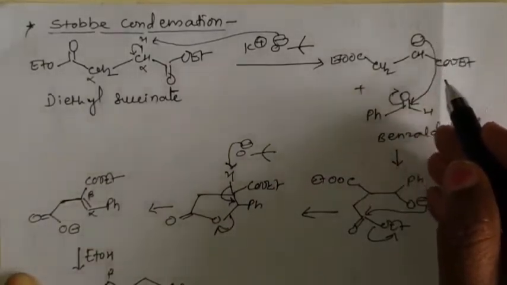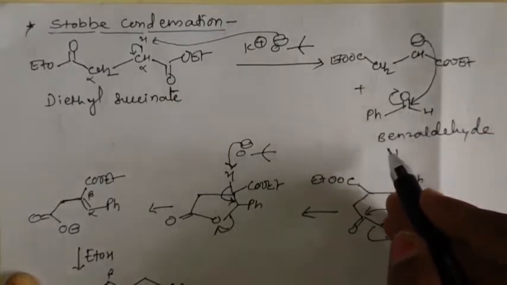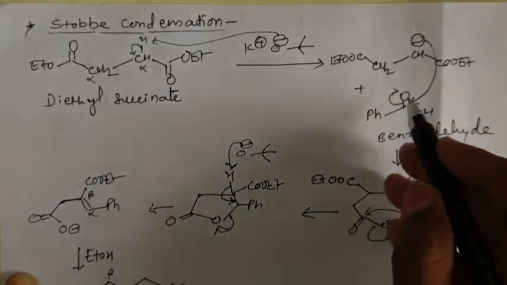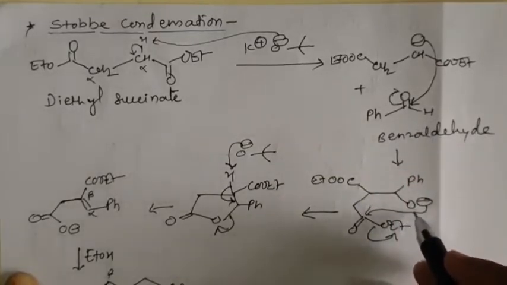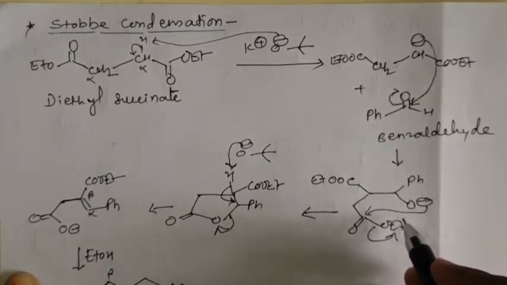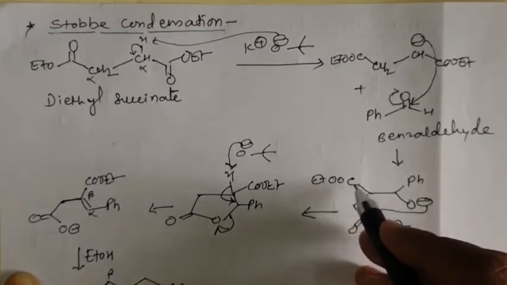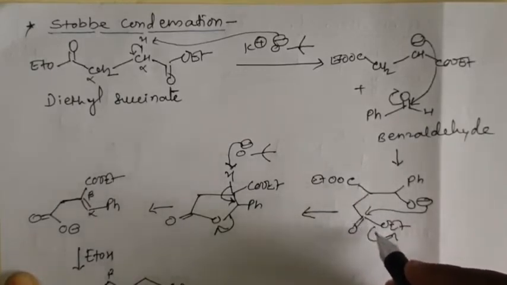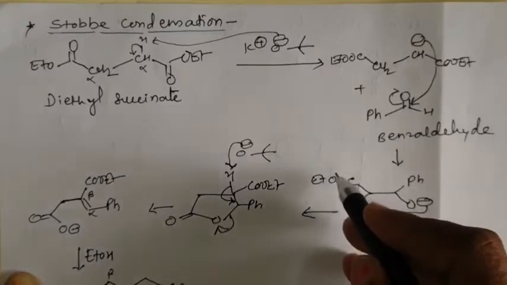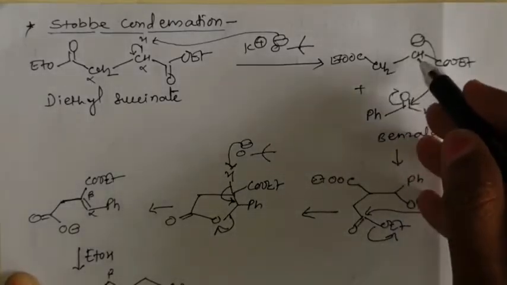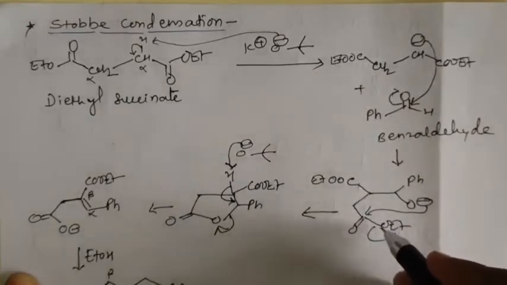Now this carbanion is going to attack the carbonyl carbon of an aldehyde or ketone. Here we are using benzaldehyde. So it is going to attack this carbonyl carbon, which is an electrophilic carbon, and the compound formed is this one. We have written this COOEt in a vertical manner. This is the carbon where we generated the carbanion, attached to COOEt. Next is CH2, then this CH2 is attached to C double bond O, OEt.